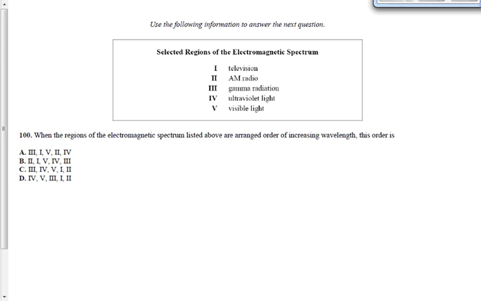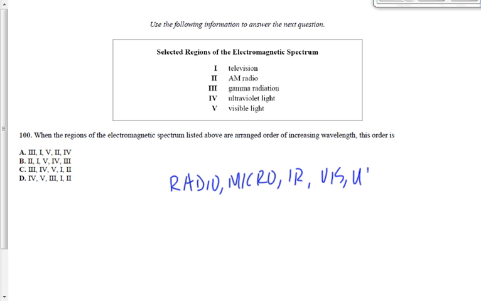Well, the first thing that we want to do when we're ranking them in terms of increasing wavelength is think of it in terms of increasing frequency, which is the exact opposite, right? But the way that we learned the song, the way that we learned to memorize them was in terms of frequency. So let's list them all in terms of increasing frequency. Okay, you guys know we have radio waves, we have microwaves, we have infrared, we have visible light, we have ultraviolet, we have X-rays, and we have gamma rays. That's increasing frequency. Increasing wavelength is going to go the other way.